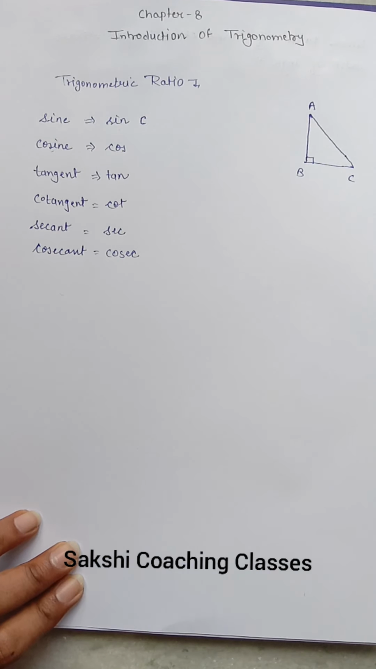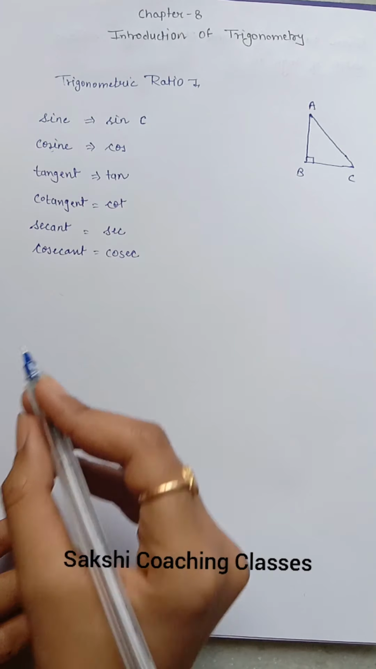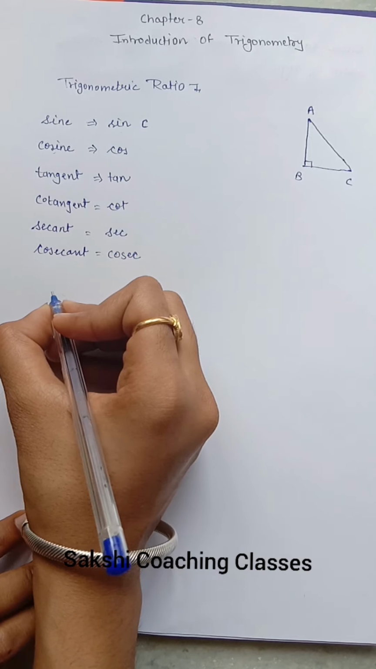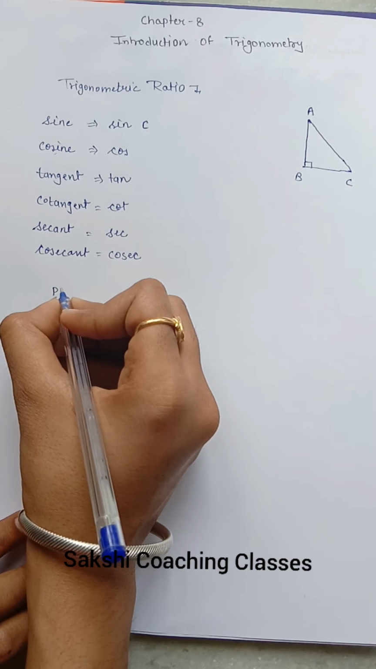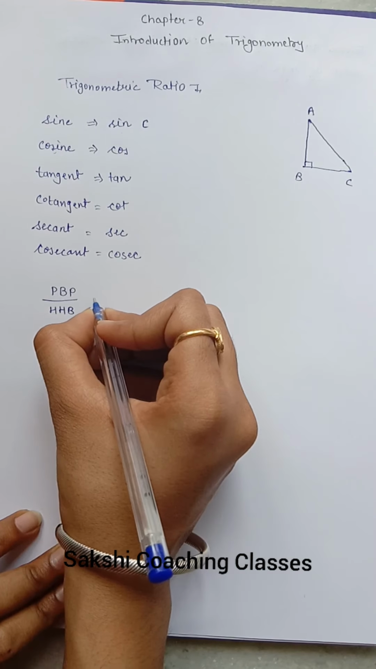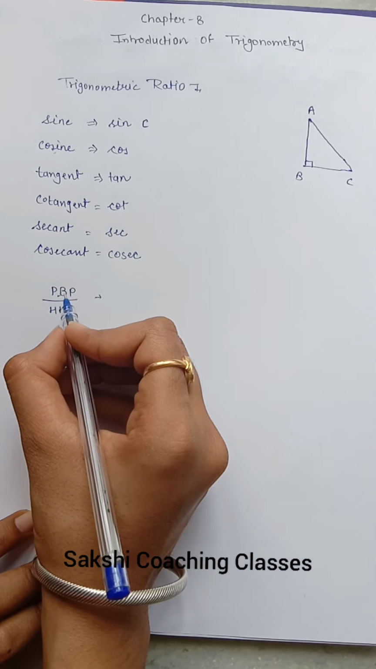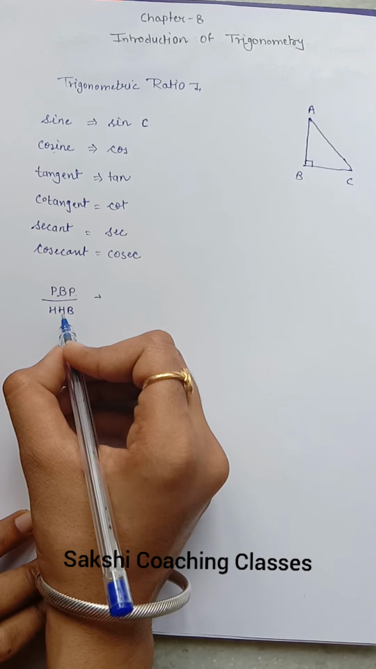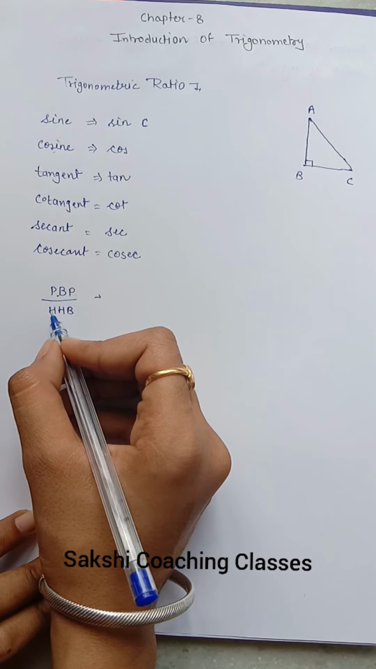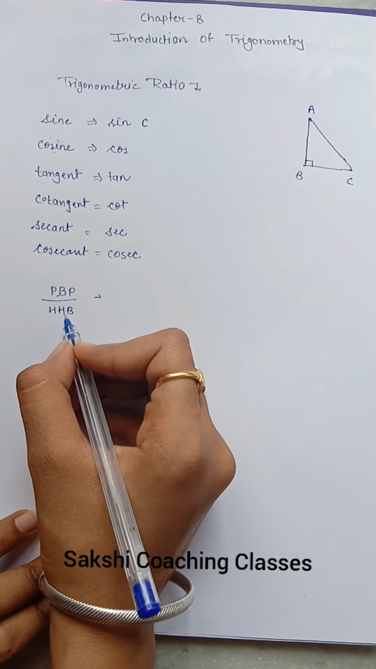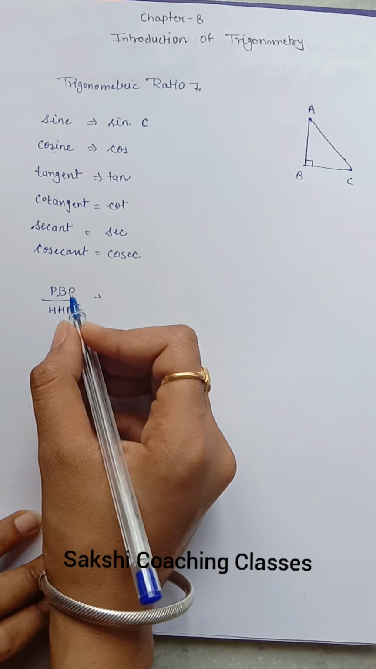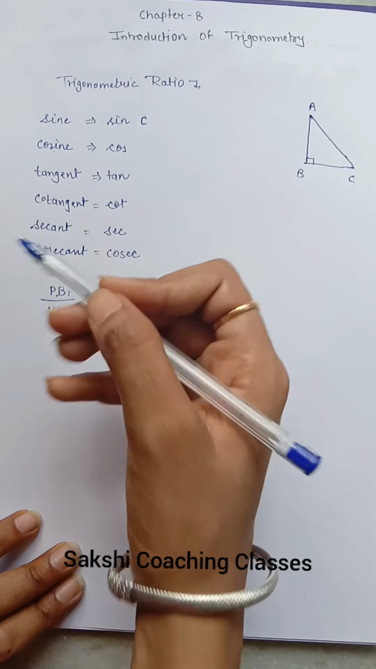But before discussing it, I just want to explain some rules, and these rules can be learned from the trick PBP HHB, and it means perpendicular, base, perpendicular, hypotenuse, hypotenuse and base. And this is the sequence. P by H is the formula for sine, B by H is the formula for cos, and P by B is the formula for tan. The remaining 3 will be reciprocals of them.